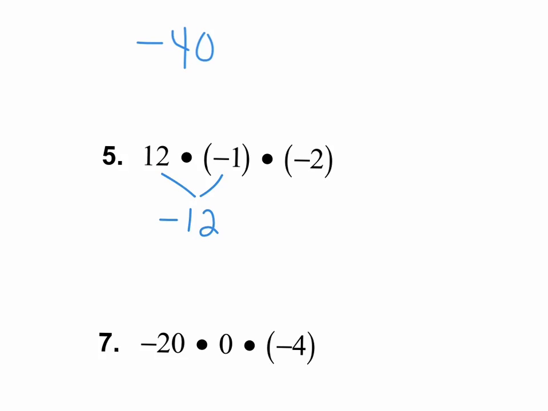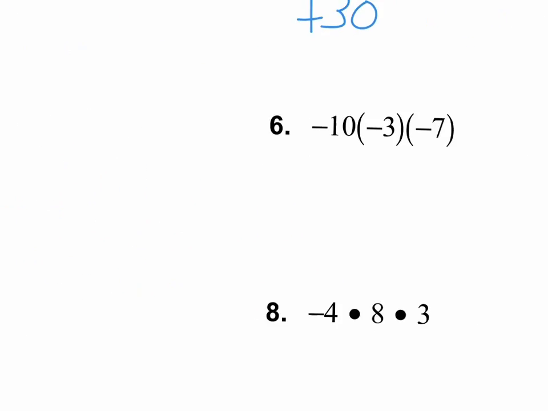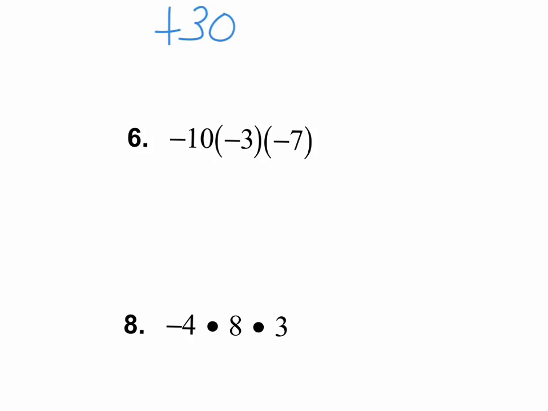Okay, so 12 times a negative 1, positive times negative, you get negative. Then we get that 12 because 12 times 1 is that. And then negative 2 times a negative 12. Negative times a negative gives you a positive. 12 times 2 is 24. You do not need this plus sign there, but I just put it just so I remember that it's going to be a positive. Okay, moving on.